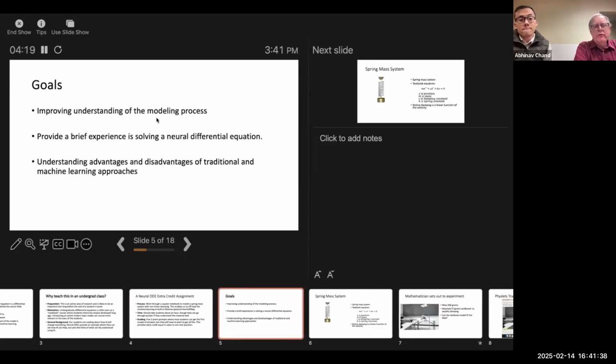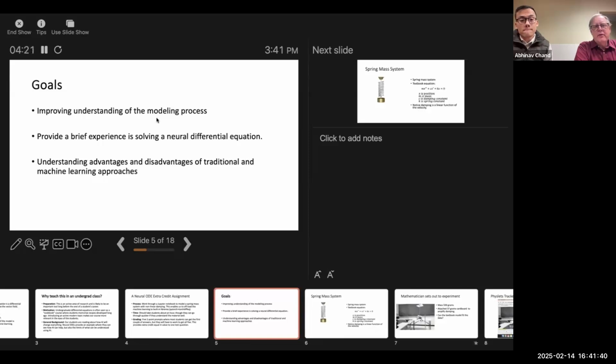So our goals are to improve the understanding of the modeling process, to say, how did this work out? How did we start with a situation and build a model, and provide an experience of solving a neural differential equation? How did the machine learning help us? And understanding the advantages and disadvantages of both the traditional and the machine learning approaches.